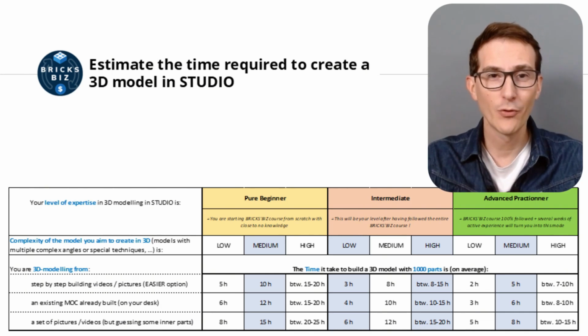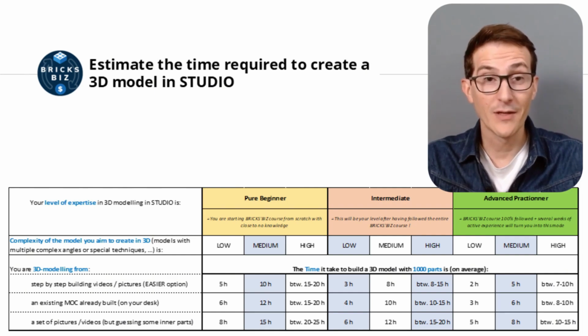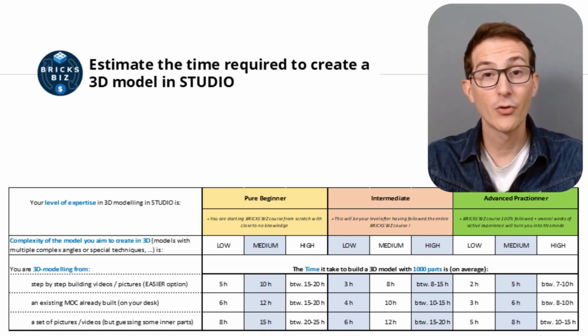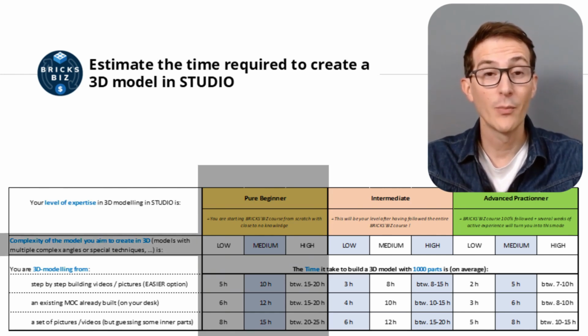Let's take an example to illustrate how to read the contents of this table. Let's say you're a complete beginner, i.e., you're starting BRICKSBIZ training course from scratch, or with very little knowledge. You should look in the yellow column. Estimate the complexity of the MOC you want to model. Let's imagine it's not very complex, i.e., no ultra-complicated techniques used or different angles in every direction. In this case, you will look in the low complexity column.